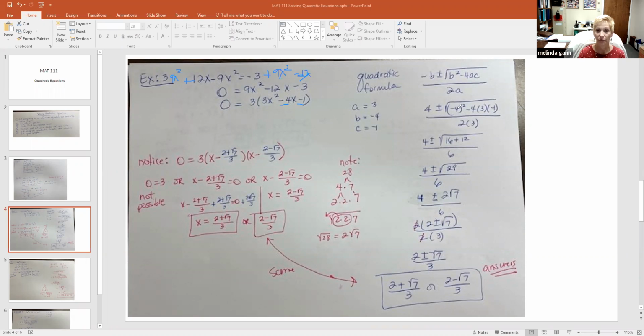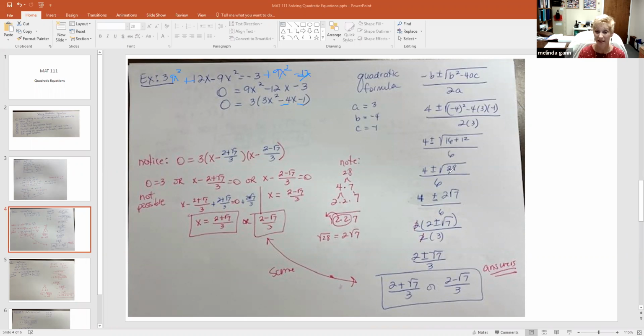Then I put negative 4 in for B, but I've got to square it. That's how I got 16. And it's minus 4. My A was 3, and my C was a negative 1. But see, minus this negative, so that makes it a plus 12. Okay? So I ended up getting a 28 right here.